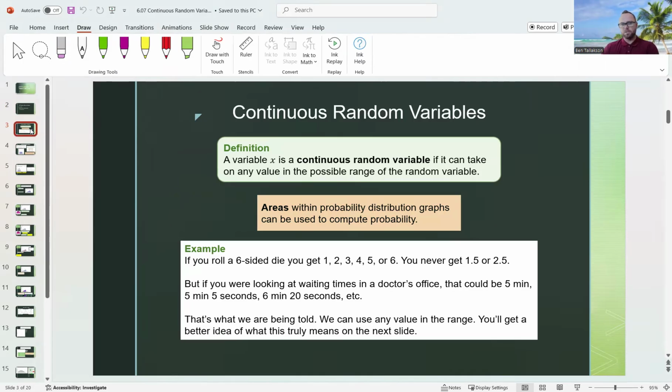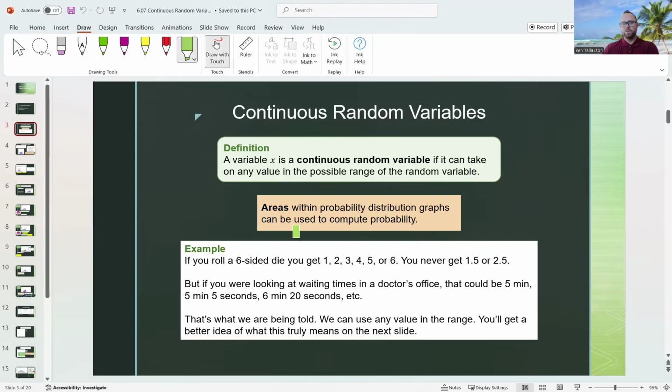Here's the definition. A variable x is a continuous random variable if it can take on any value in the possible range of the random variable. For example, if you roll a six-sided die, you can land on 1 through 6, but you can't land on 1.5 or 2.5 or something like that. It has to be 1, 2, 3, 4, 5, or 6. So you can't make x any value within that range.